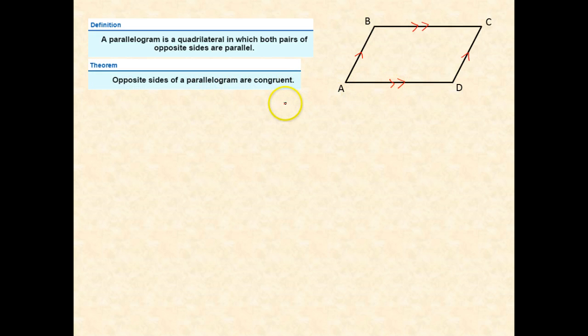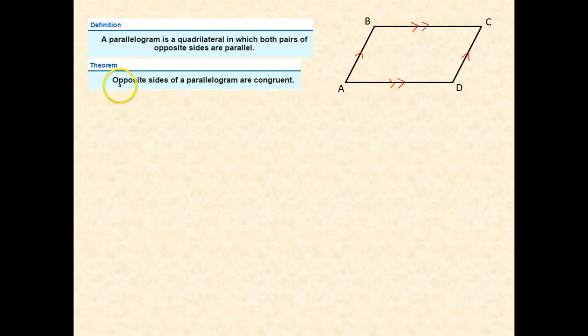So here's one of the theorems we're going to talk about. The opposite sides of a parallelogram are congruent. So in order for two sides to be congruent, they have to have the same length. Now you might look at side AB and side CD and say, hey, those look like they're exactly the same length, therefore they're congruent, but that's not a formal proof. What we need to do is actually write a formal proof.